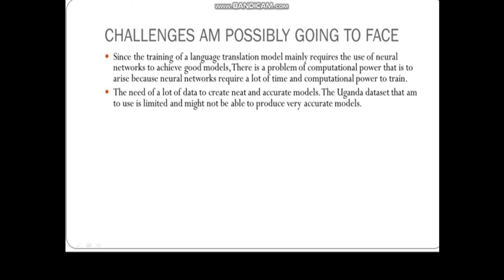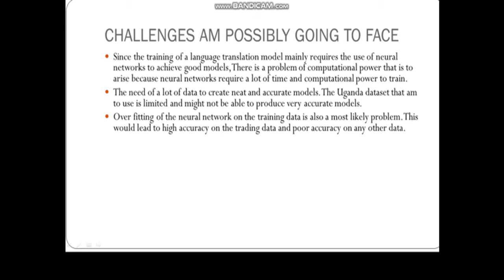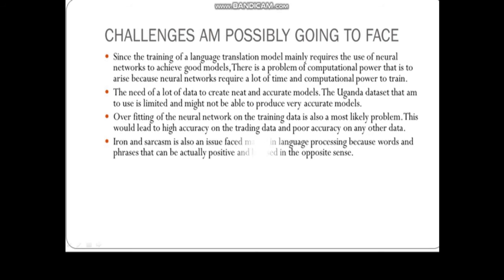The other one is creating accurate models. This is also because, remember, the bigger the data, the more accurate the model. So if the data set isn't that big, that means the accuracy of my model will be a bit restricted. The other one is overfitting of the neural network, and this happens when your model's accuracy is very high on the training data and very poor on any other data.